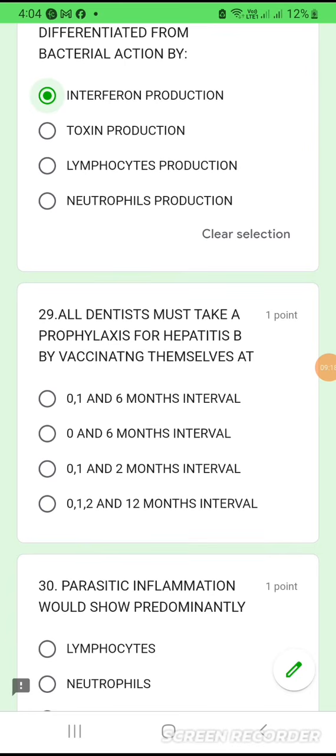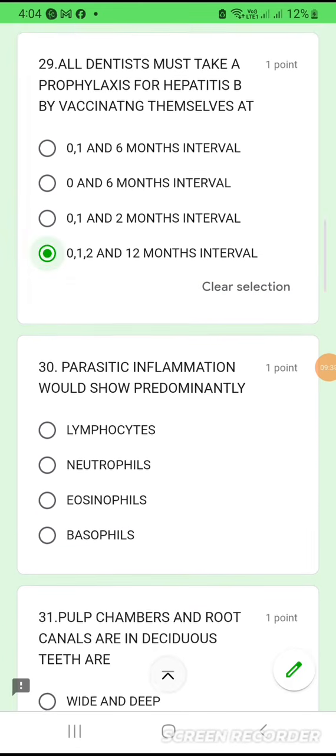29th question, all dentists must take a prophylaxis for hepatitis B by vaccinating themselves at, so what is the duration of hepatitis B vaccination? That's a question. So when you look into the options, option A, B, C, there are 4 intervals required. So actually option 4 is very easy to pick up. Hepatitis B is given in 4 doses, at 0, 1, 2 and 12 months interval. So option 4 is the answer.